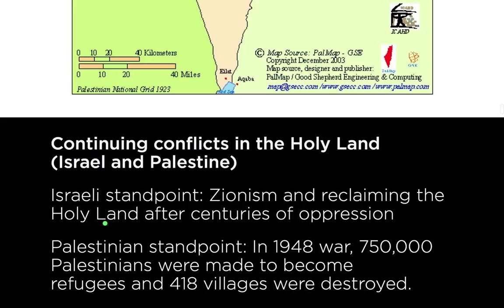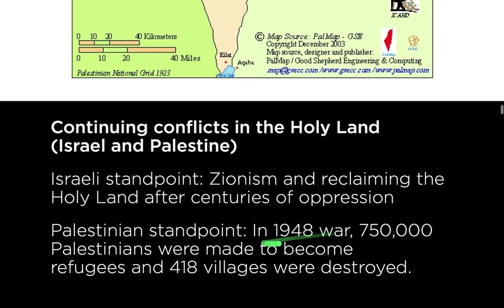And so that is why the Jewish people moved into what is now Israel, and they moved into the Holy Land. But the Palestinians don't like that. Why? Because in the 1948 war with Israel, they lost, and 750,000 Palestinians were made to become refugees because Israel took over that much more land. And 418 Palestinian villages were destroyed.